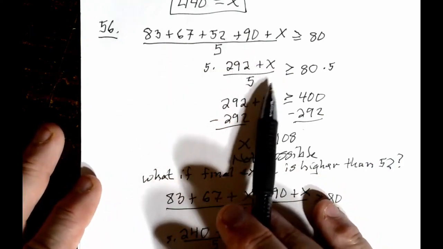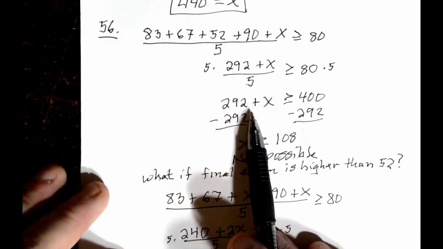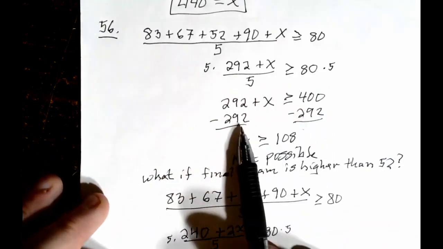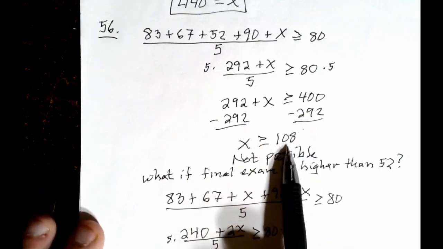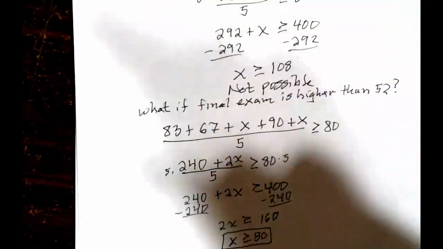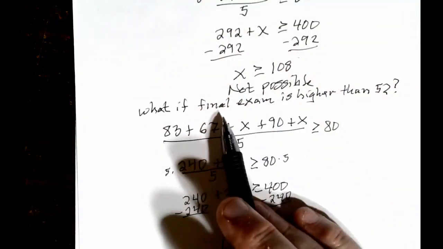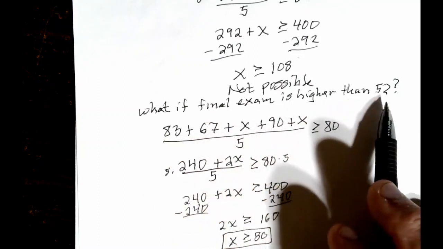You still have the plus x and the over 5. To get rid of the divided by 5, you multiply by 5. Now subtract 292, and you see that you need to get a score of 108 or higher. That's not possible. So what if the final exam is higher than 52?